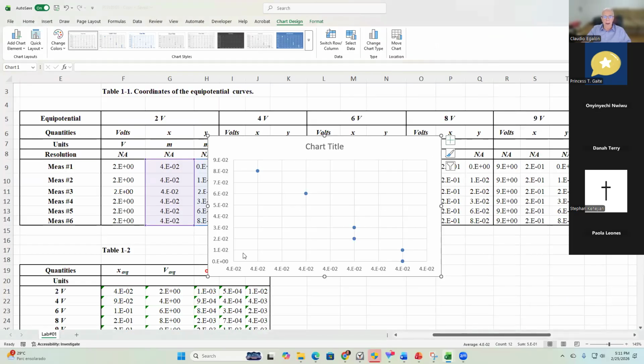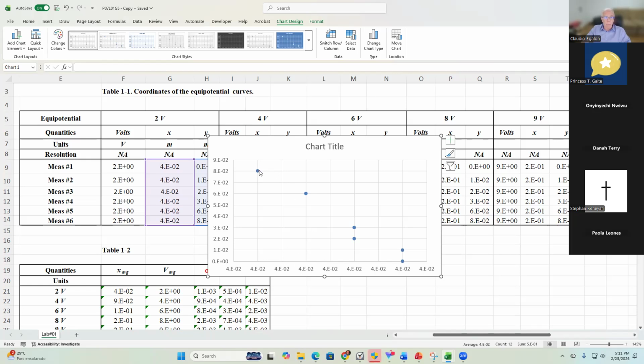Here you go. Here's my graph. Here's my first equipotential. It doesn't look like a straight line, and there's a reason for that, okay? The reason it doesn't look like a straight line is because of those coordinates here. They're too close to each other, but you are going to start to see the equipotential once I plot the next set of data. So what do you do next?